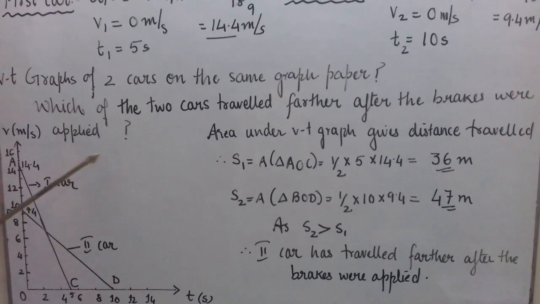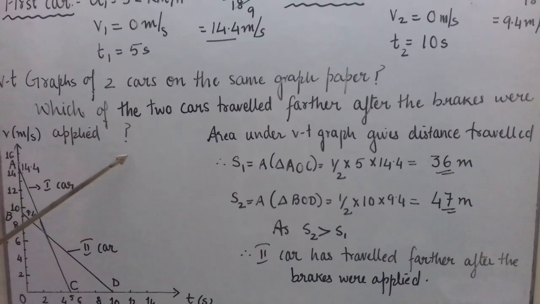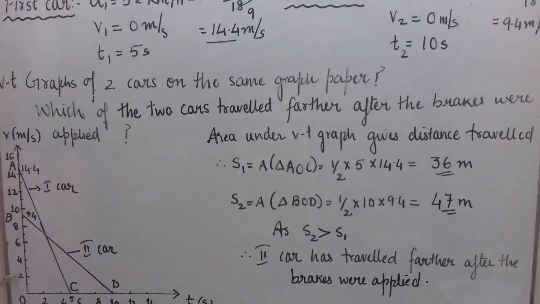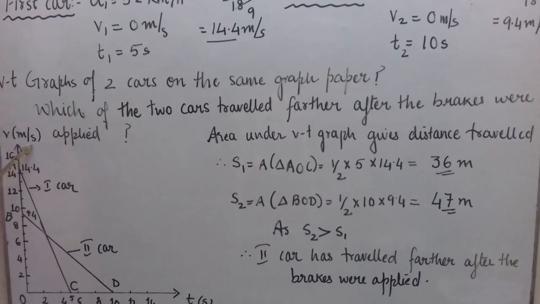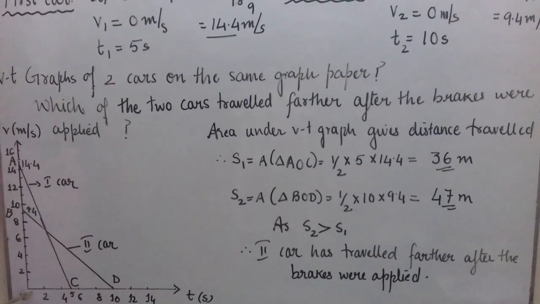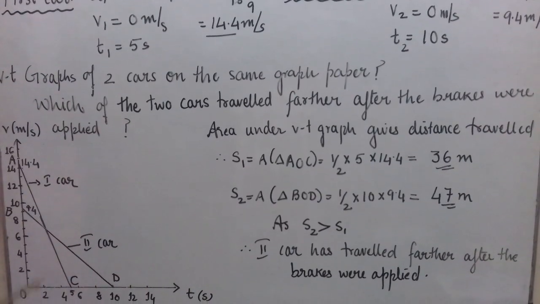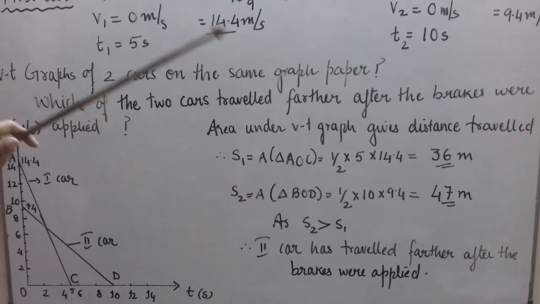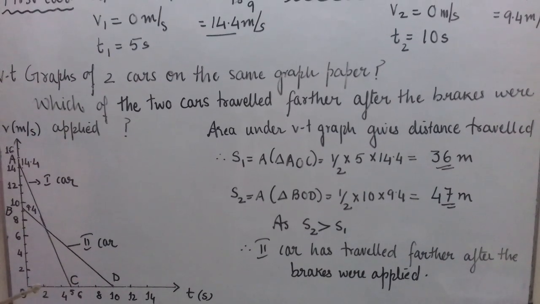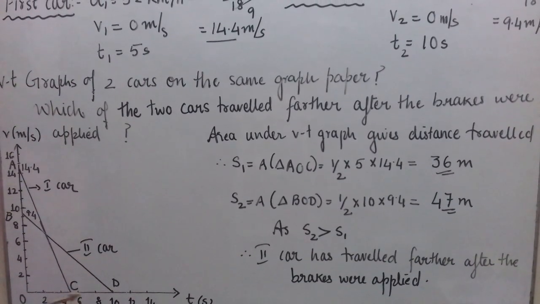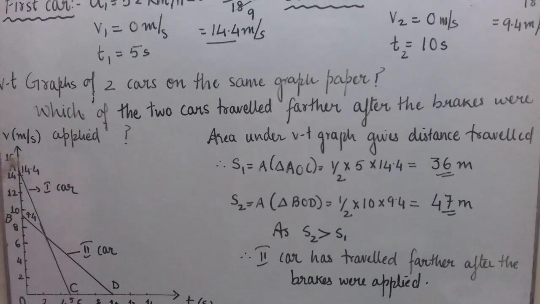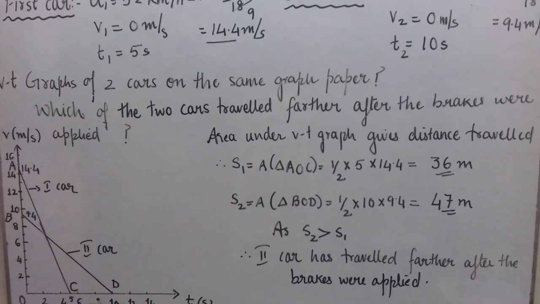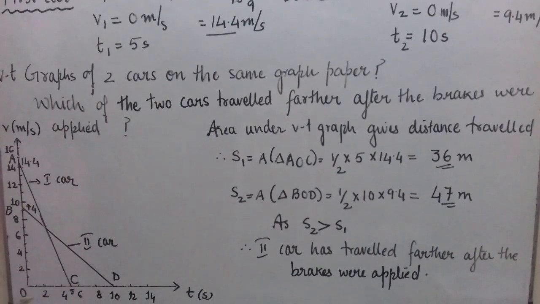Just listen. You have to write the scale chosen on x-axis and on y-axis. What is the scale on y-axis? 1 centimeter is equal to 2 meter per second. And on x-axis, 1 centimeter is equal to 2 seconds. Why have I chosen 2 seconds here? Because time is 5 and 10. At the most 10 seconds is required. But we should always choose a scale so that you can show 2-3 values more than this. It means if it is 10 seconds, you should choose a scale so that you can show here 12 or 14 seconds. So I have chosen this scale.